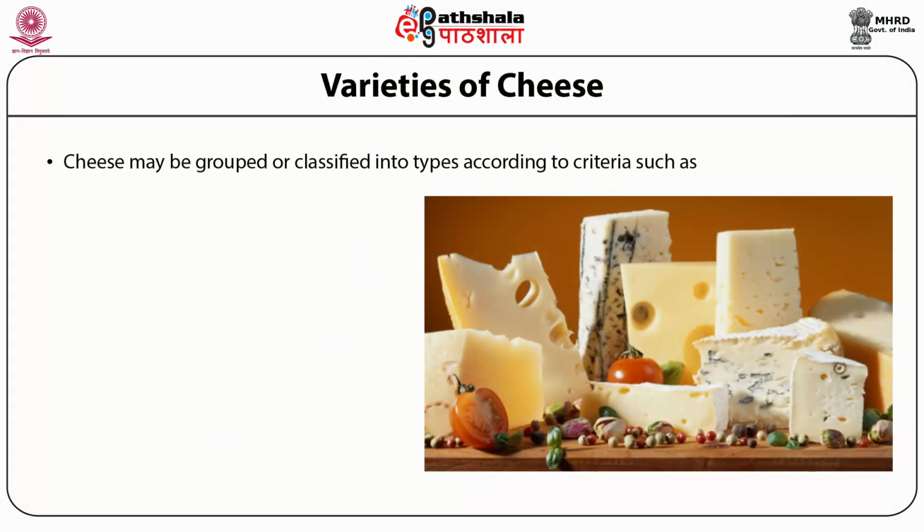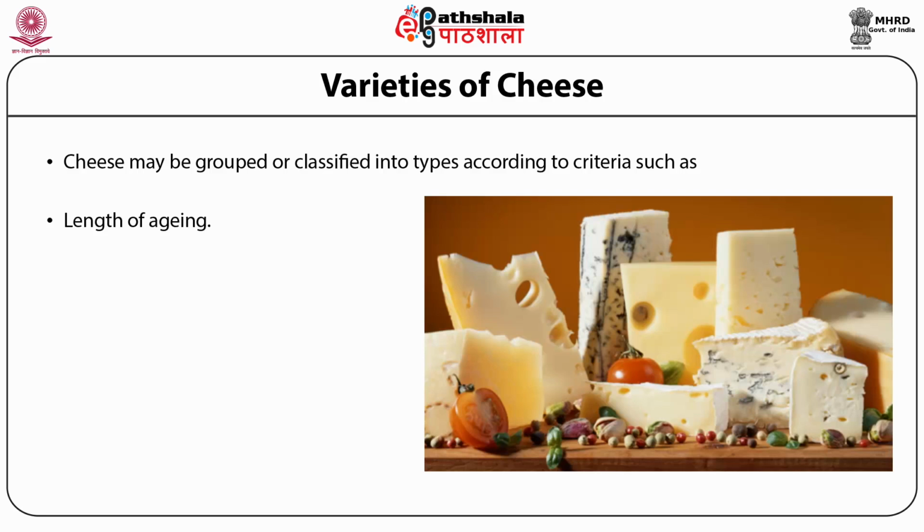So the cheeses may be grouped or classified into many types. There are hundreds of types of cheeses available in the market. They can be grouped according to length of aging. From the perspective of length of aging, the cheeses may be soft and hard. Some cheeses are only extracted and sold, and some cheeses may be aged for years.